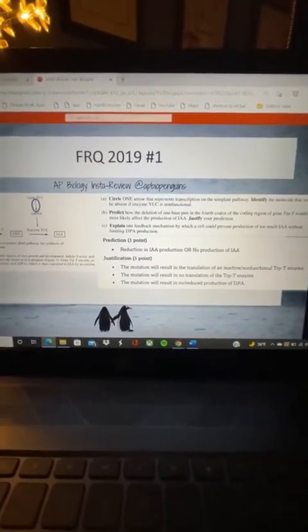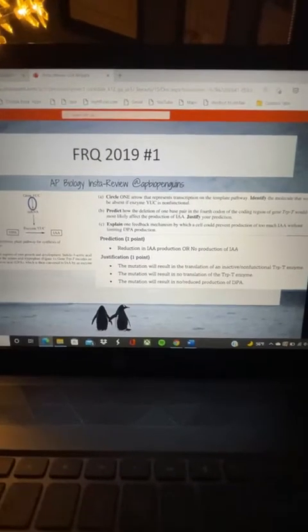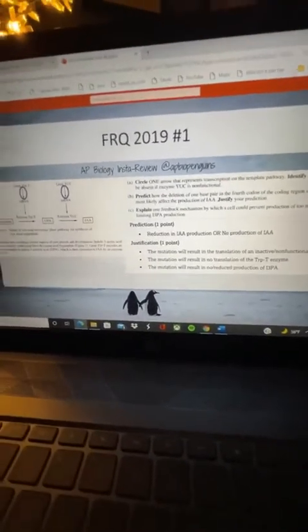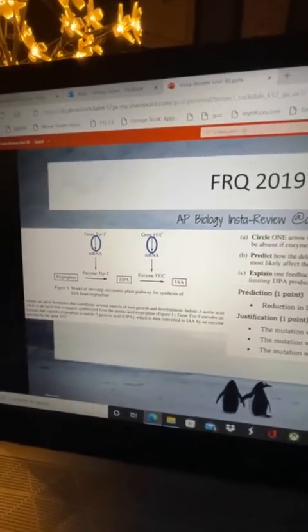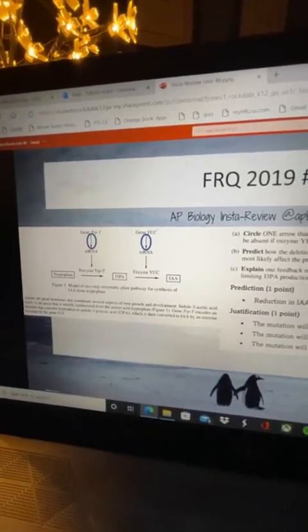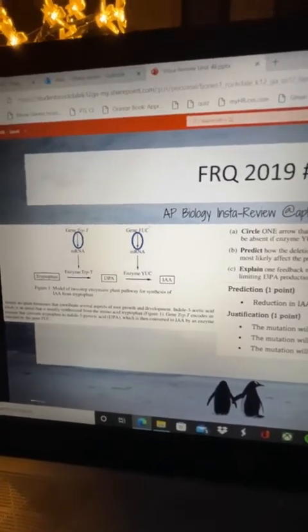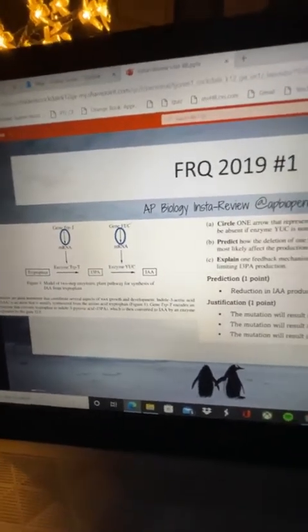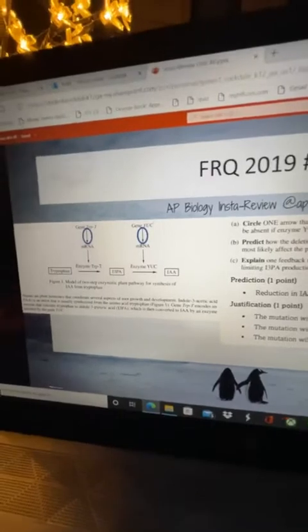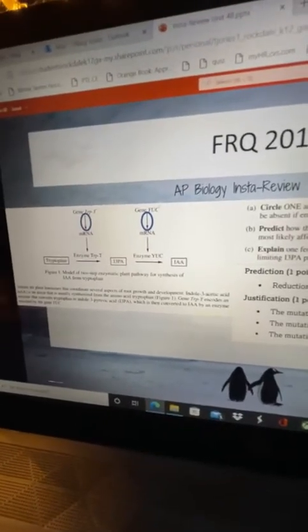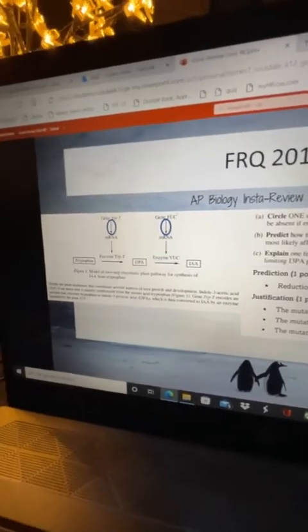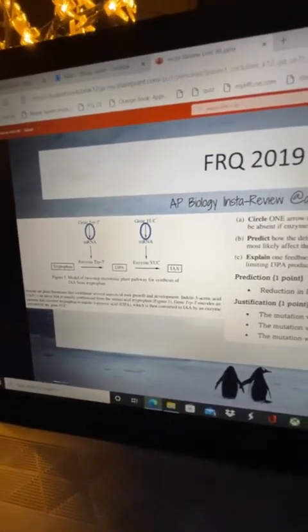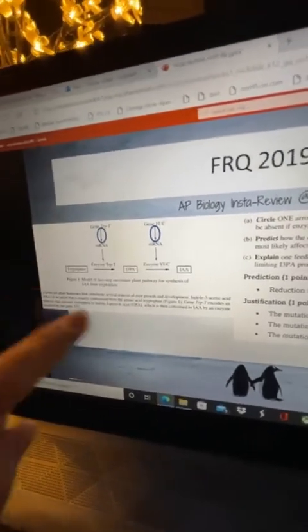We're not going... Wait, am I on two different questions? I think I'm on two different questions. I am. I didn't give you the A. Anyways, it says predict how the deletion of one base pair in the fourth codon in the coding region of the gene for TRPT would most likely affect the production. So if we have a deletion in one base pair, it's going to cause a missense mutation, which is then going to cause a mutation in that TRPT.